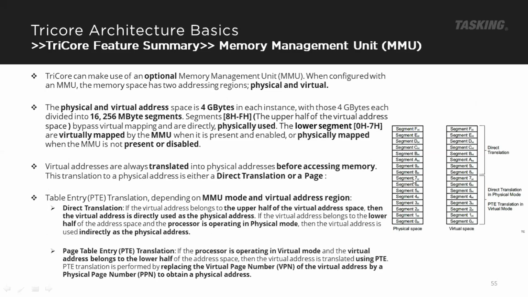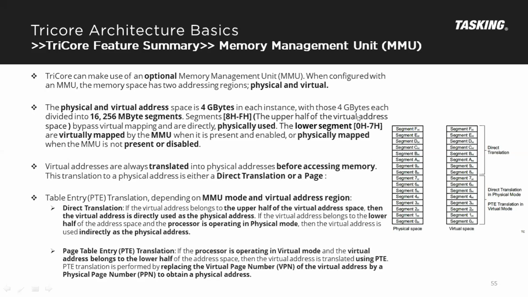All right, so here you have the physical address space and the virtual address space. As we agreed, we have 4 gigabytes of address space, and you will end up with 16 segments. Every segment is 256 megabytes. And this address space is divided into a higher address space and a lower address space: the lower from 0H to 7H, and the higher from 8H to FH.